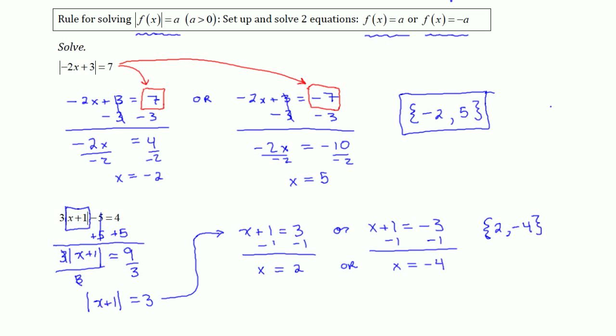Making sure to use roster notation here. Don't put those in parentheses. Parentheses mean ordered pair, or else they mean the interval from 2 to negative 4. So it has a very, very different meaning if you use a different kind of brackets. Curly braces are good for roster notation here, which is just listing two values.